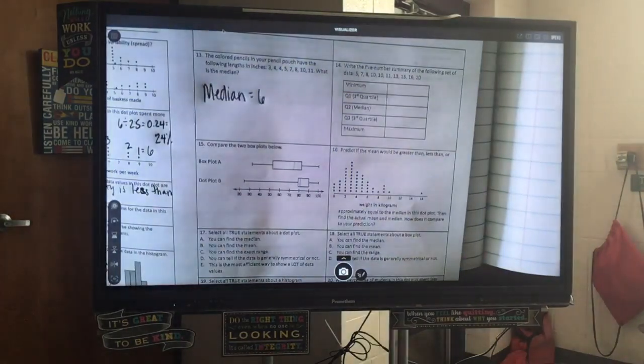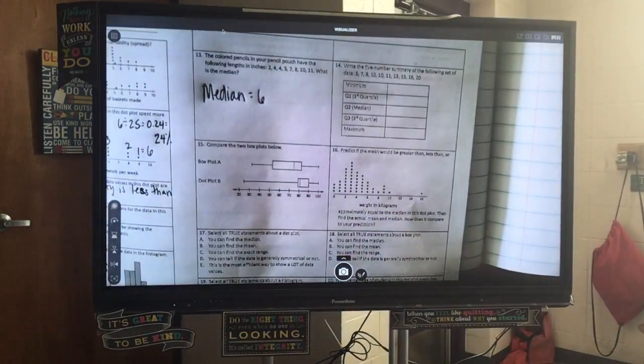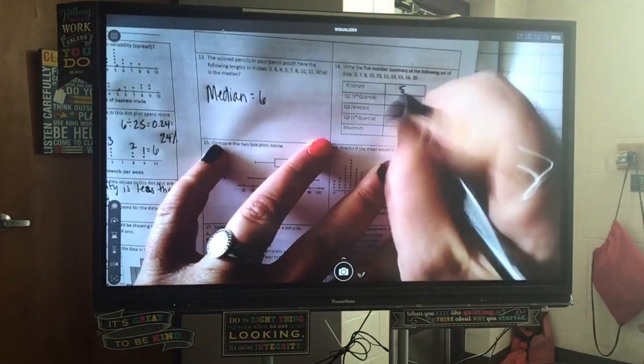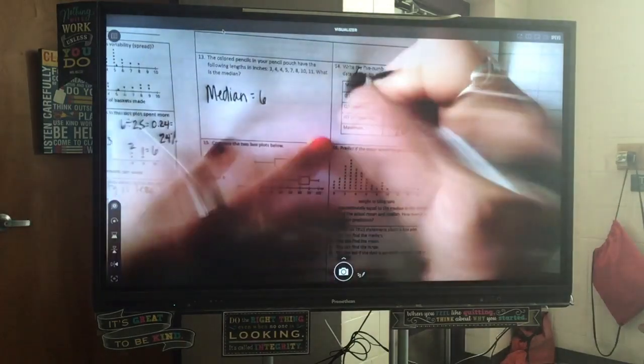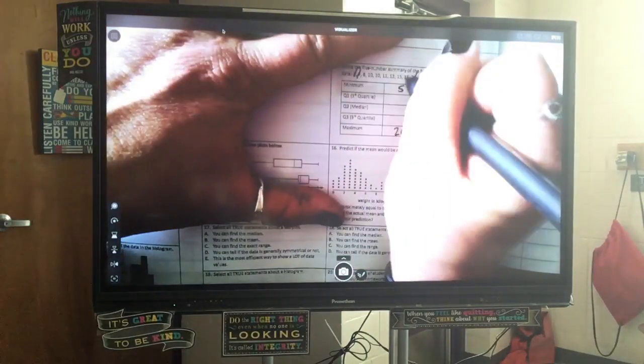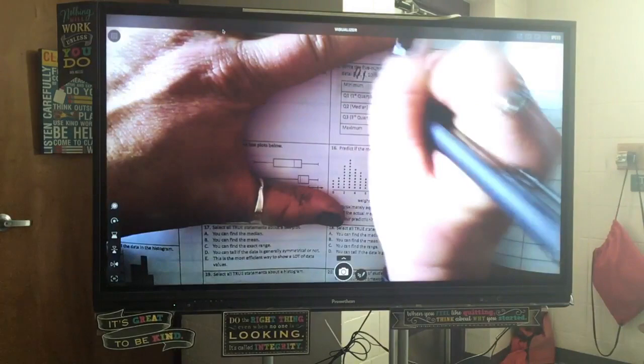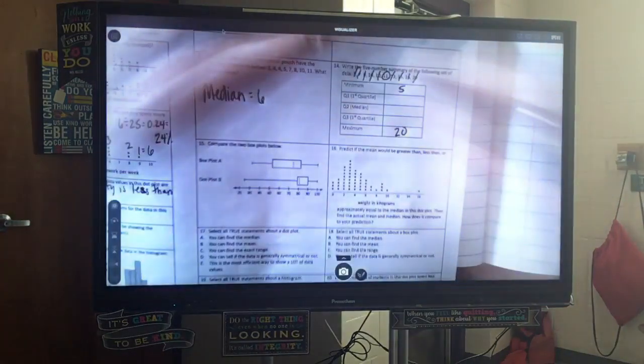All right. Number 14. It says write the 5-number summary of the following set of data. So start with the 2 easiest ones. What is our minimum? What is our maximum? 5 and 20. All right. So 5 and 20. And then when I go to find my median, what do you get when you find your median?